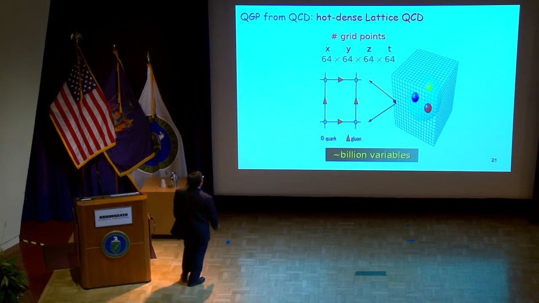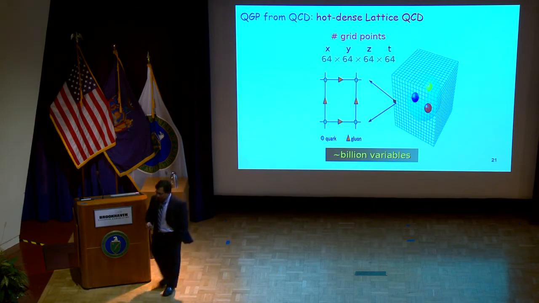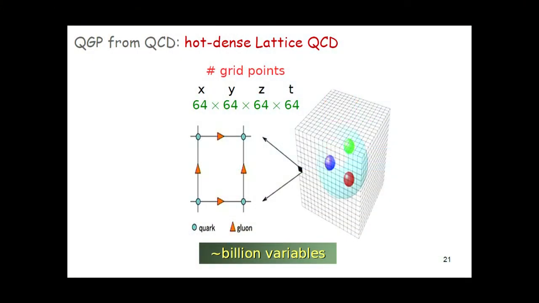Why is this calculation so difficult? Just to give you an idea, take a box which is roughly 3 to 4 times larger than the size of a proton, with 64 grid points in each of the x, y, z, and time directions. For such a modest box, which is practical for calculation, the number of variables entering the calculation is of the order of 1 billion. Obviously, we cannot solve this theory on our day-to-day laptops.